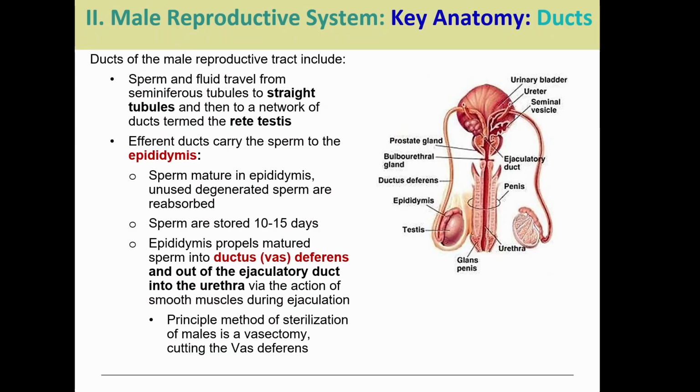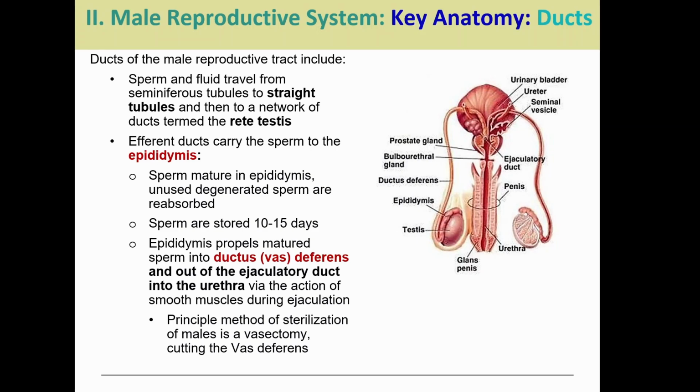When we look at some of the key anatomy, I'm going to go through some of this pretty quickly because you should have the anatomy at least somewhat familiar. Basically, sperm and the fluid go from the seminiferous tubules to the straight tubules, and then to a network of ducts that we call the rete testis. From there we have efferent ducts, remember efferent exits, that carry sperm out of the testes to the epididymis. The epididymis is where we can store sperm for maturation because they're not quite ready yet, as well as break down any sperm that are unused and resorb all the useful bits.